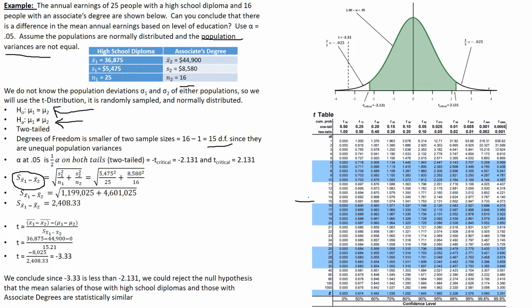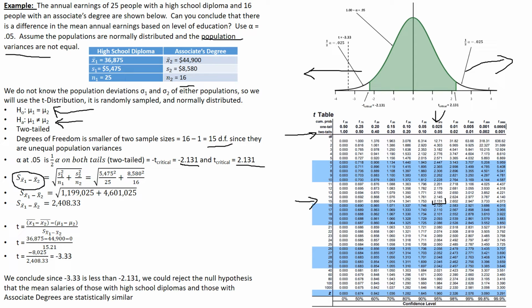And at 15 degrees of freedom, two-tailed at alpha 0.05, right here, that ends up giving us 2.131. So it's negative and positive 2.131. Anything less than negative 2.131 would be rejected on this side, and anything greater than 2.131 would also be rejected. I found that because it is 0.05, and it's 0.025 on each side, but the table allows us to find it quickly.